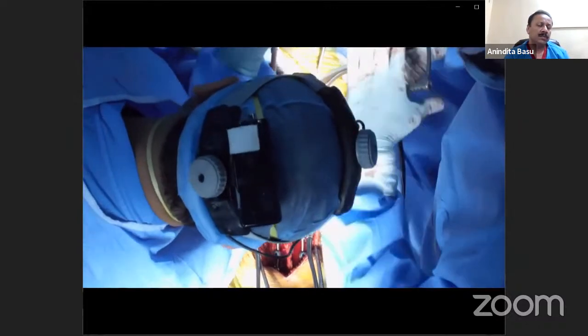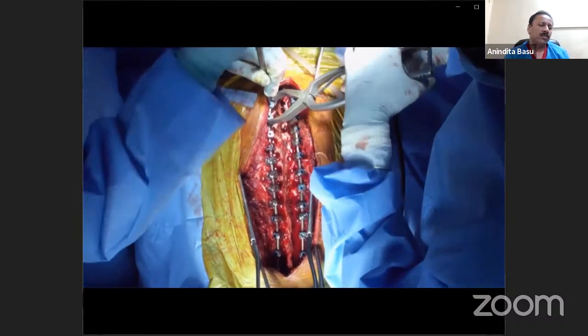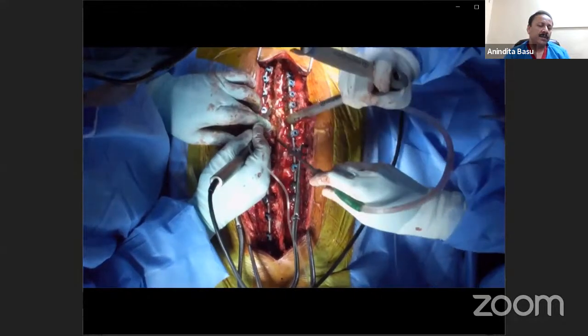They are usually 30 mm, 5 mm screws. In very small cases, they might be 4.5. So you cannot get a good one. And this is the final step.